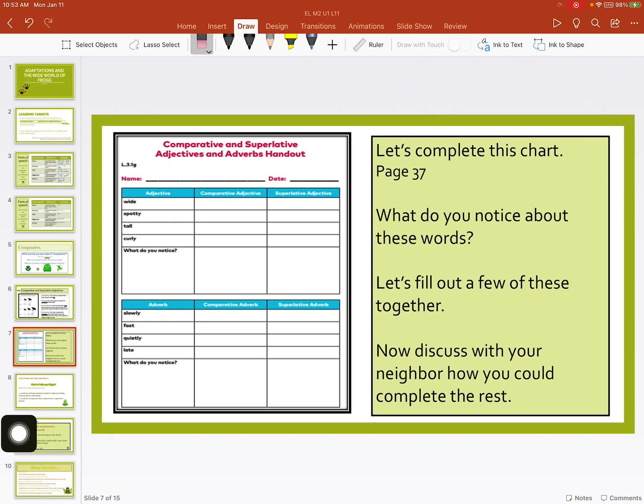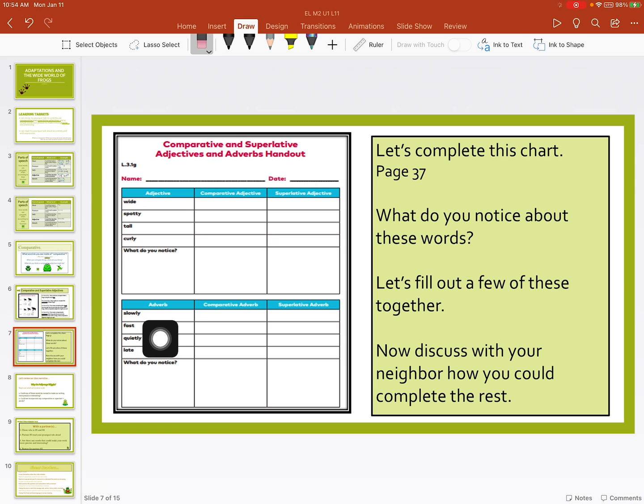All right, so if you want to look at page 37 in your EL workbook, the white and purple one, you see this comparative and superlative adjective and adverbs worksheet. So we're just going to talk about what the comparative adjective and superlative adjective would be for some of these words. So wide, the comparative adjective would be wider. What would the superlative adjective be? Right, widest. How about the comparative adjective for spotty? What would that be? Right, spottier. What's the superlative adjective? The spottiest. Go ahead and finish the rest under that column.